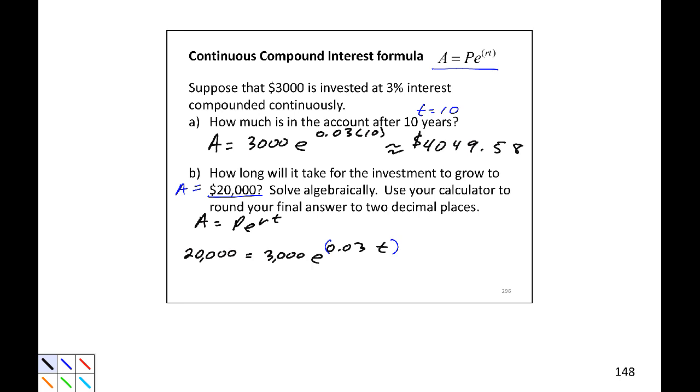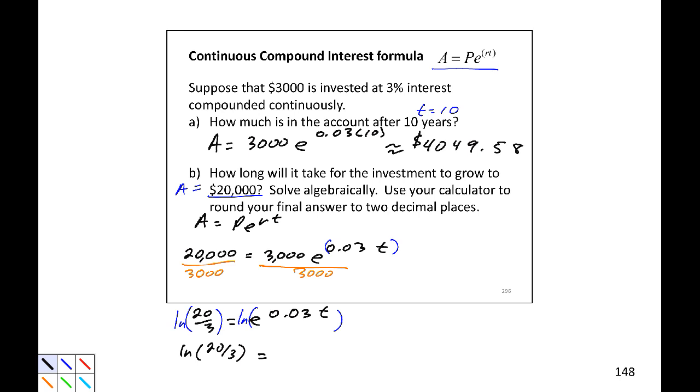All right, now here we can divide by 3,000. And that will reduce to be 20 over 3. 20 over 3 equals e to the 0.03t. Now because we have a base e, it's particularly advantageous to take the natural log on both sides, so that our left-hand side is just the natural log of the quantity 20 over 3, close parentheses there.